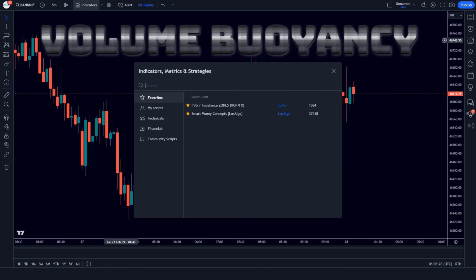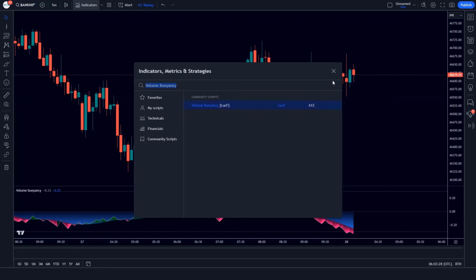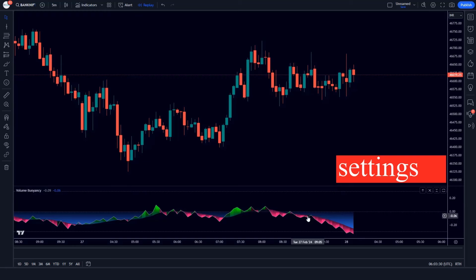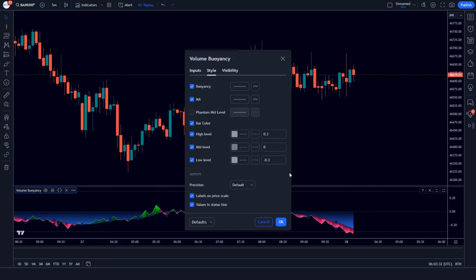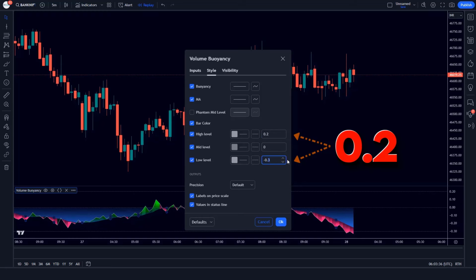We will search volume buoyancy in the search box of Tradingview. After that, we have to click on volume buoyancy by Look F option. Let's modify the settings of the indicator. In this, we have to change the value of high level and low level to 0.2 instead of 0.3.